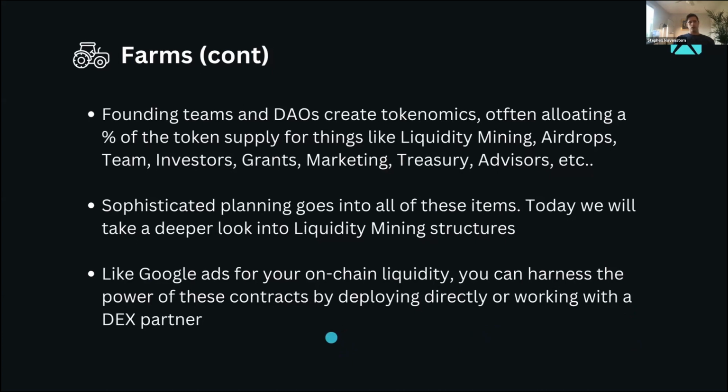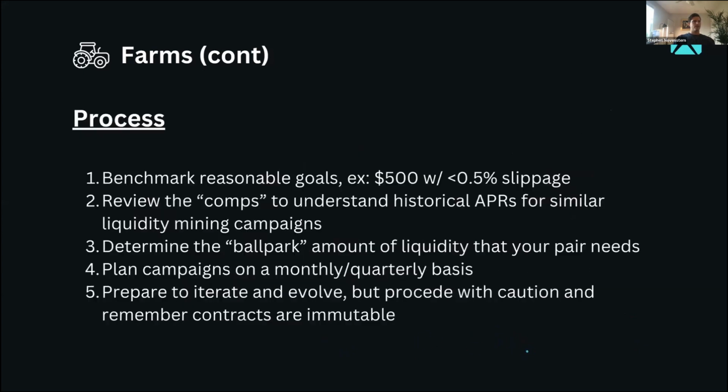And there's definitely some sophisticated planning that can go into it, but when you know how to do it, it's actually pretty simple. So I think of this a lot like Google ad campaigns, but instead of driving clicks or conversions, you're trying to enhance your on-chain liquidity. I think the right way to approach this is to basically benchmark reasonable goals. If you remember those tables that we looked at a few slides back, we'll see that in a live environment in a second.